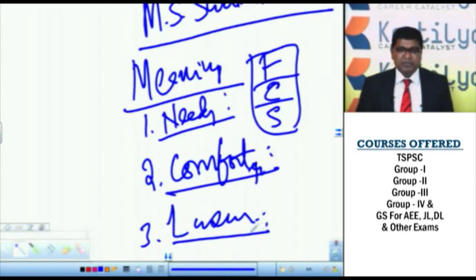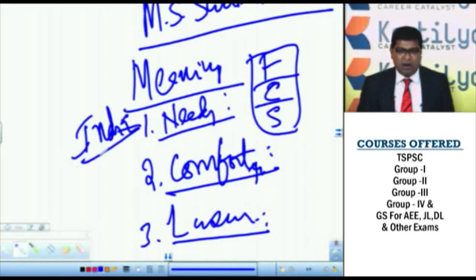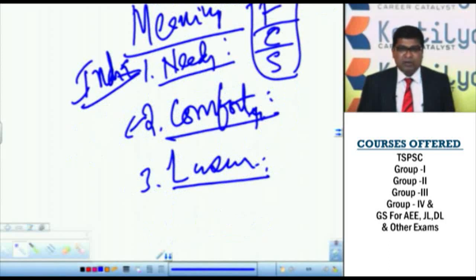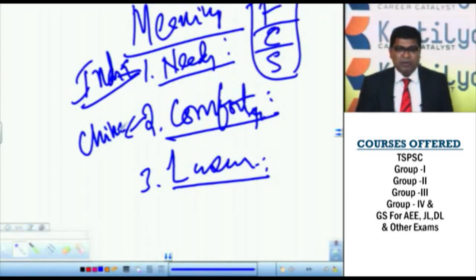Similarly, luxuries means if a student is owning a car, or people are staying in luxurious hotels, people having sports utility cars, and people having guest houses come under luxurious. So, as far as the meaning of poverty is concerned, in India, people who are unable to meet basic needs are called poor. Similarly, in China, people who are unable to meet comforts are considered poor.